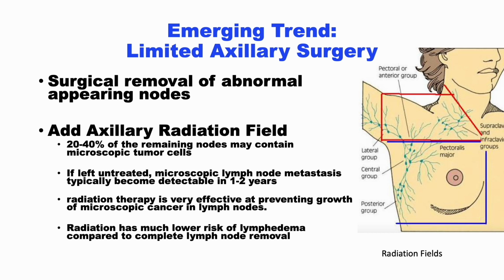Fortunately, radiation is very effective at killing microscopic cells in the lymph nodes, and it does not significantly increase the risk of lymphedema compared to surgery. So again, radiation therapy for treatment of these normal appearing but possibly involved nodes has greatly reduced the burden of cancer surgery. Therefore, we're able to limit the surgery to just removal of the grossly abnormal node, with radiation administered to treat the remaining normal appearing nodes that might also contain disease.